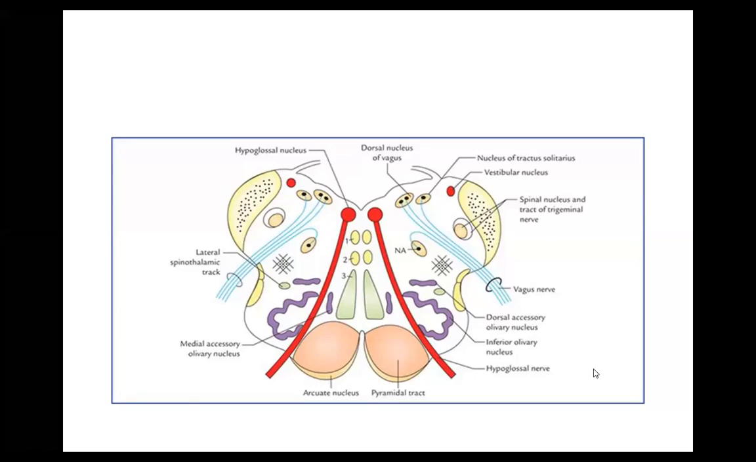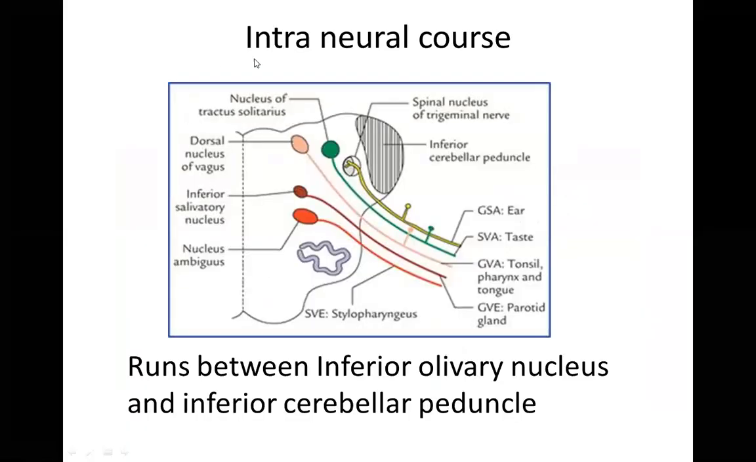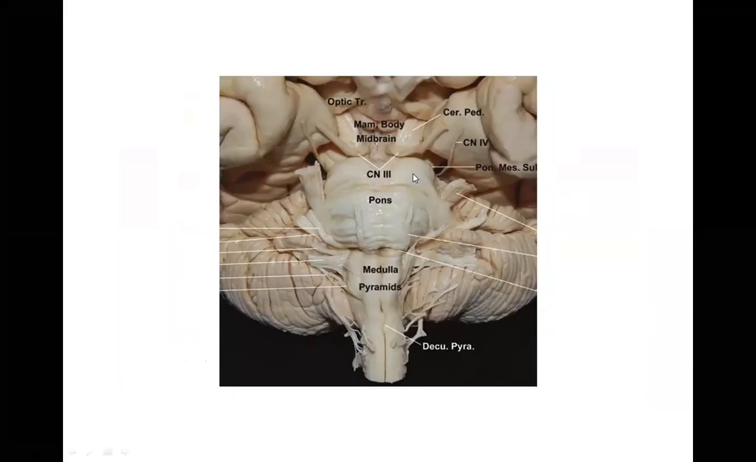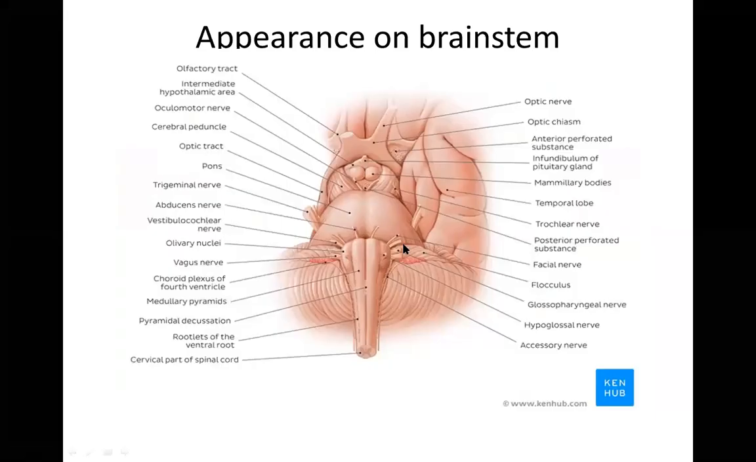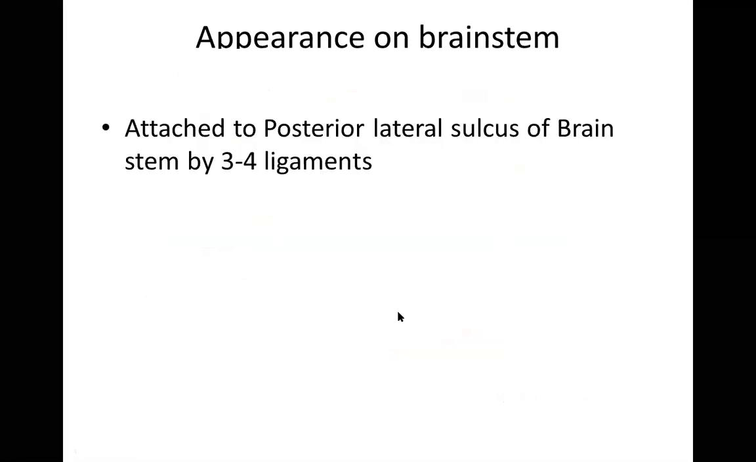So this is the diagram to show the intraneural course. It will be passing laterally to the inferior olivary nucleus and medial to the cerebral peduncle and come out through the posterolateral fissure. So hypoglossal nerve was from the anterolateral fissure. This is from the posterolateral fissure. So from the posterolateral fissure, you can see the nerves number 9, 10, and 11 come out.